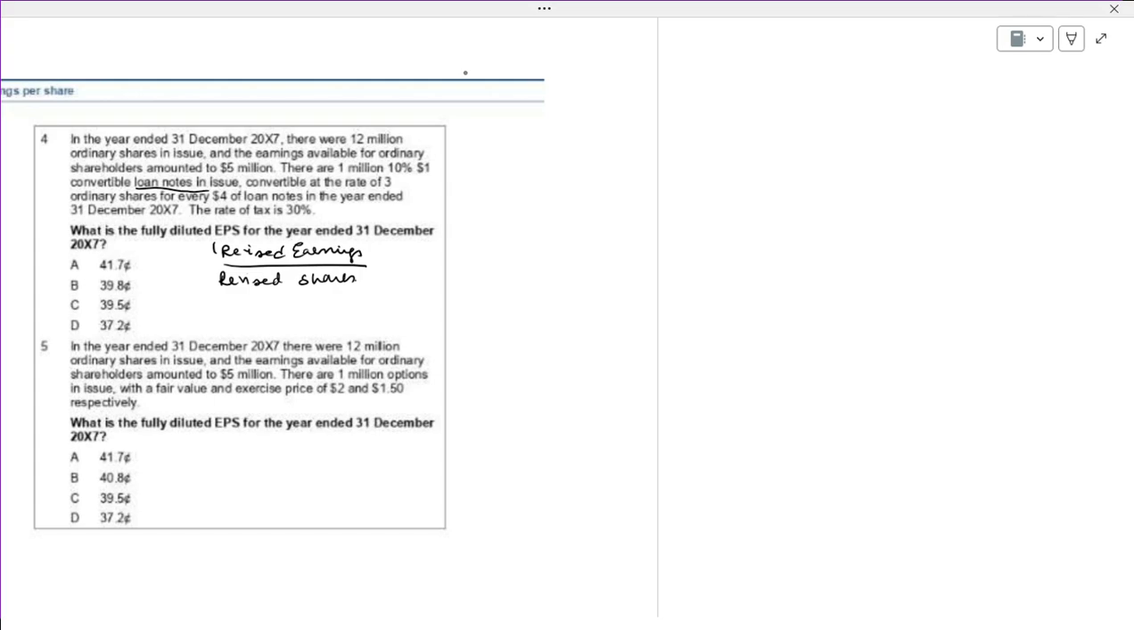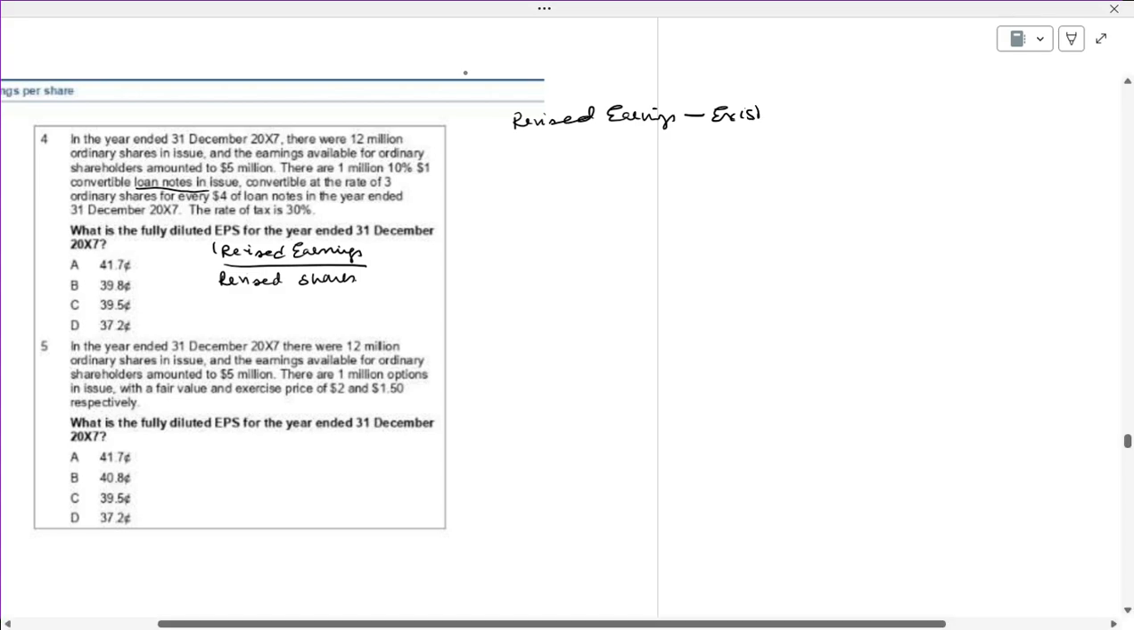Now, how much are they going to say? They are saying 5 million, okay? 5 million, 10%. Is it right? For every loan converted. Now, how many shares are there? Revised earnings, okay? Existing earnings are how much? Existing earnings are 5 million. Okay? Notional savings is how much? First you have to calculate interest, then you have to calculate tax, and on that whatever the balance.